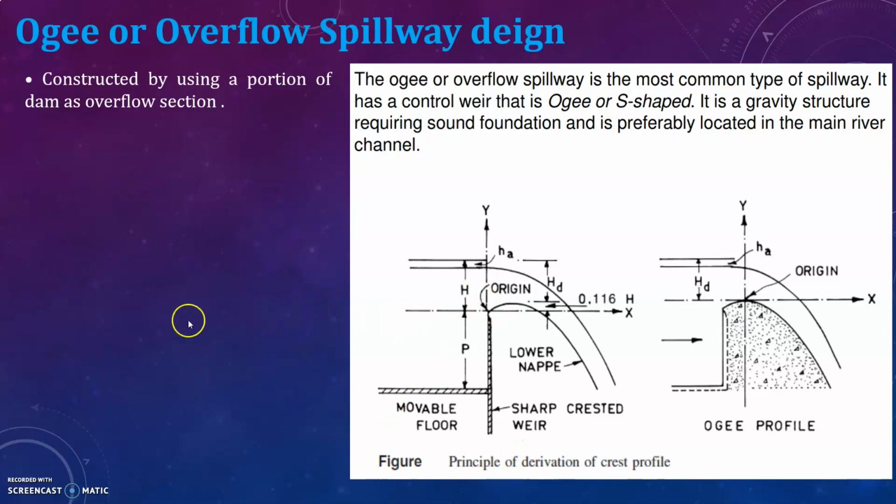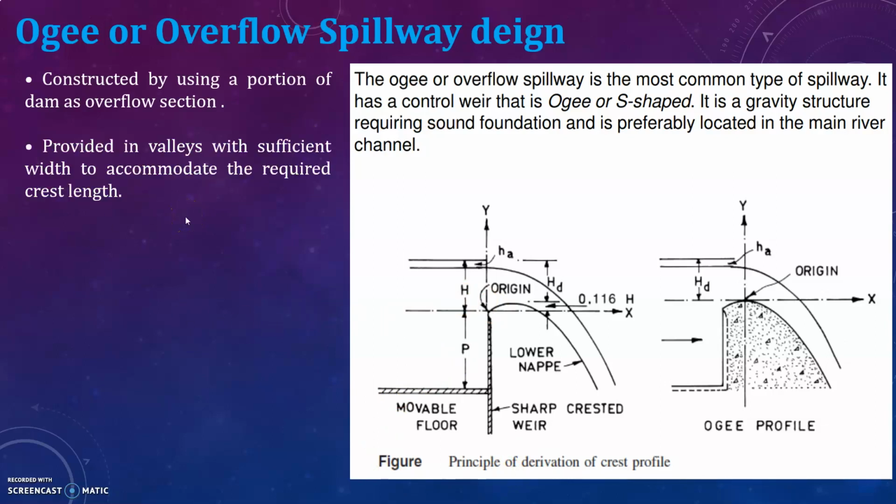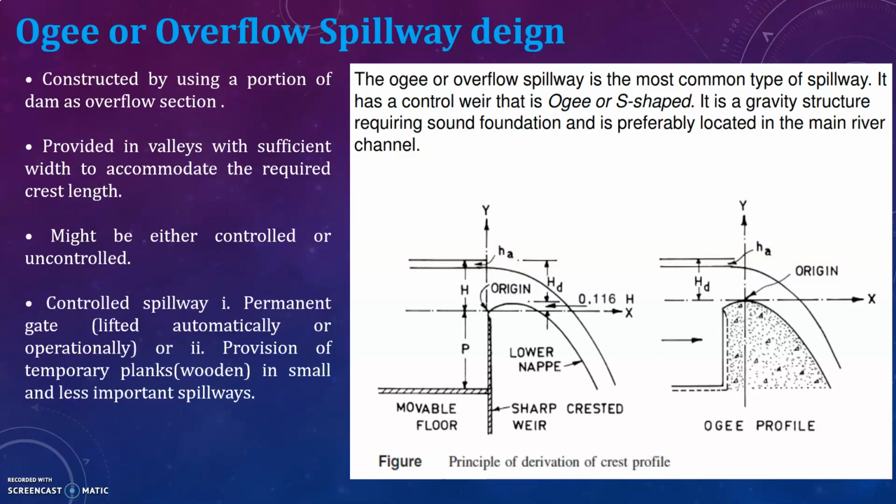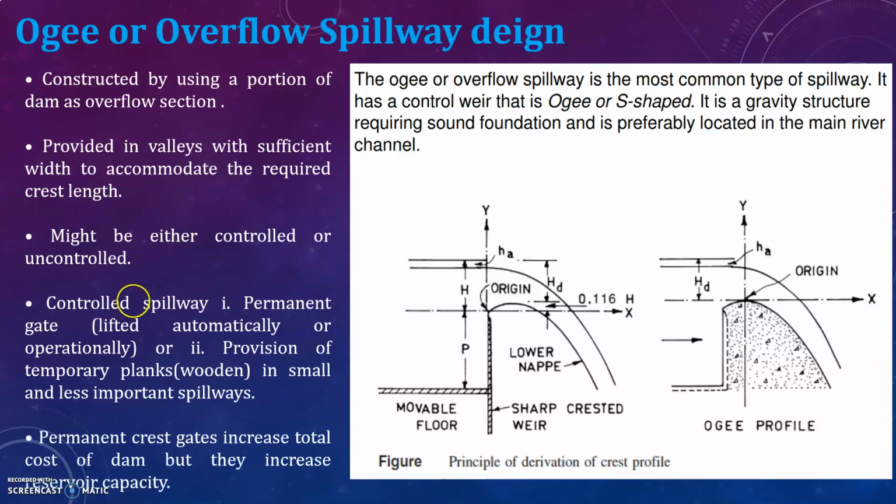It is constructed by using a portion of the dam as overflow section, provided in valleys with sufficient width to accommodate the required crest length. It might be either controlled or uncontrolled. Controlled spillway means permanent gates, lifted automatically or operationally, or provision of temporary planks, wooden planks, in small and less important spillways. Permanent crest gates increase the total cost of the dam, but they increase reservoir capacity.